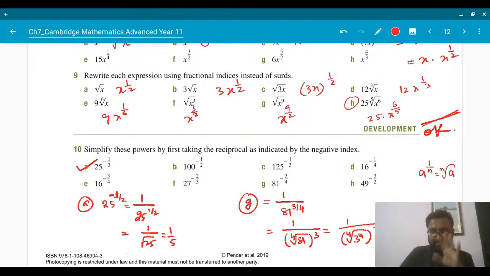Basically, there are 3 to 4 formulas, and we have to manipulate them properly. A negative power goes down to the denominator. If it is a negative power in the denominator, it comes to the numerator with a positive sign. And if the base is a fraction of the form a by b, then we have to take its reciprocal. This is about parts a to g of the 10th problem.